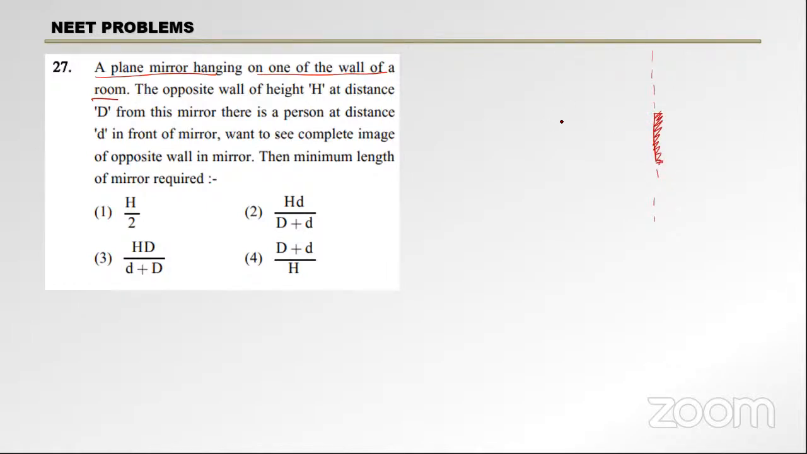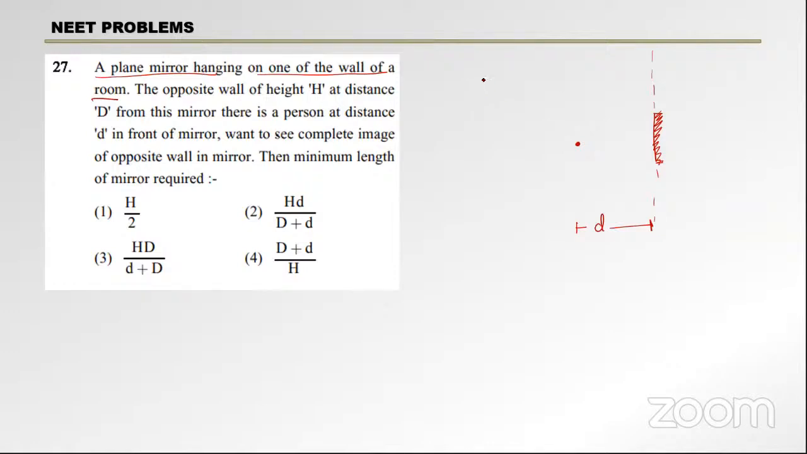The opposite wall of height h at a distance d from the mirror, there is a person at distance d in front of the mirror. So there is a person here standing in front of the mirror at a distance of d. Okay. Now the person wants to see the complete image of the opposite wall.